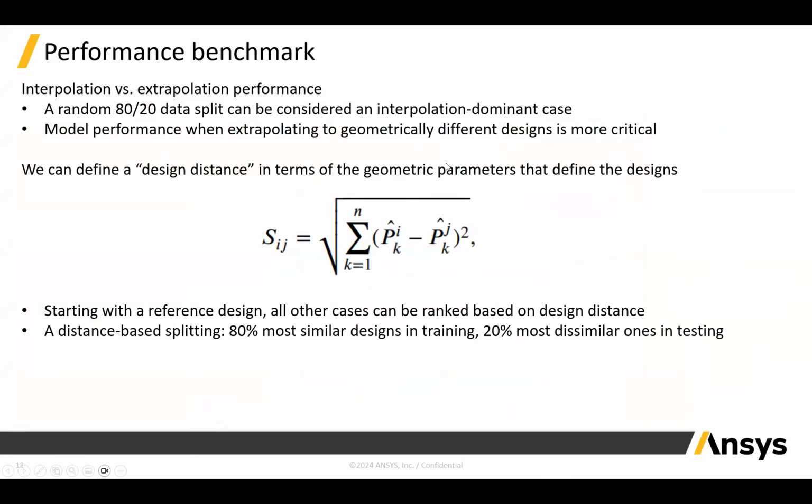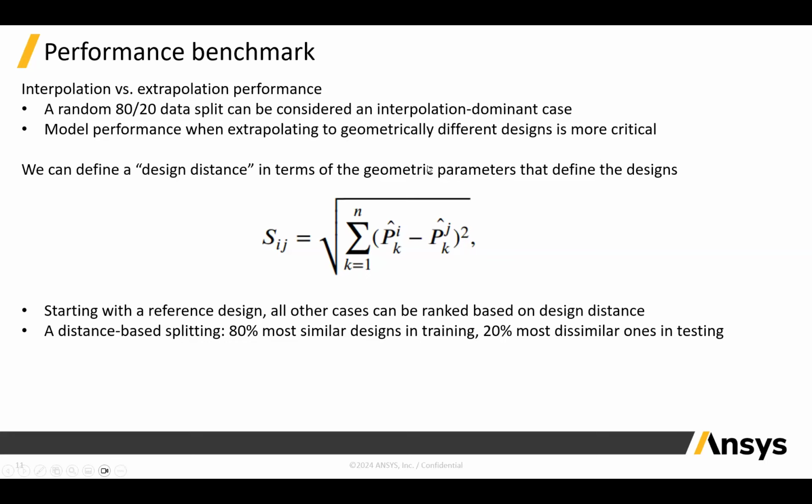So looking deeper into this performance benchmark, now we turn our attention to interpolation versus extrapolation. When you look at a random 80-20 data split, you can think of that as more or less interpolation dominant because you're just randomly splitting the data. So there's no reason to believe that there's any bias towards any geometry going to the training set versus the test set. So everything's random, more or less uniformly distributed, to the point that you can think of it as an interpolation dominated problem. But in this case, we're more interested in what happens when we try to extrapolate to geometrically different designs, which is a far more critical task in this case.